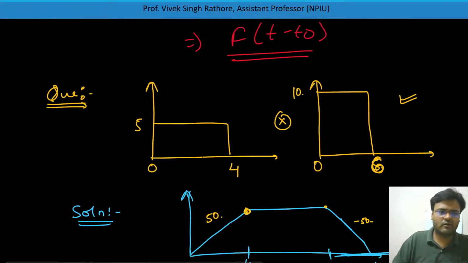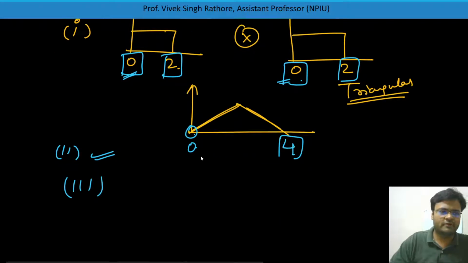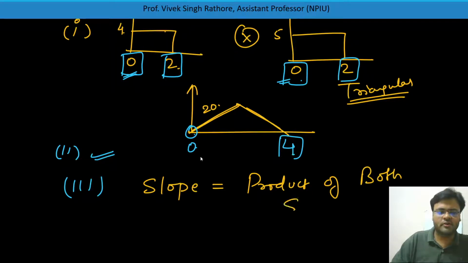So this is our third conclusion: whenever we need to calculate the slope, whatever this value is, let's suppose this value is 4 and this one is 5, then 4 fives are 20, so the slope will be 20. So the third conclusion is that the slope value should be equal to the product of both signal magnitudes, both signal amplitudes.